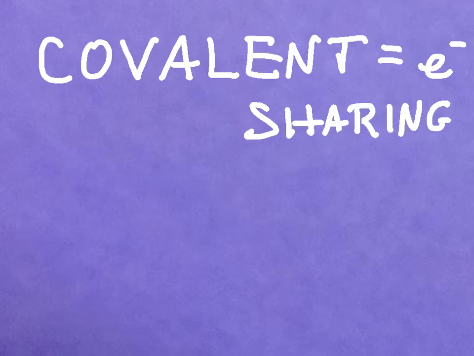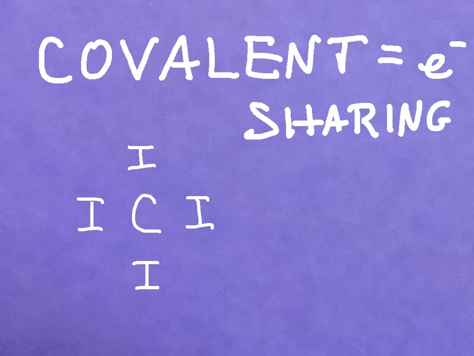When atoms bond to form a covalent bond, they share their valence electrons until everybody has a complete set. The molecule formed between 1 carbon and 4 iodines is a good example of covalent bonding. Carbon has 4 valence electrons. Each iodine has 7 valence electrons. By sharing, they provide carbon with an octet of 8 electrons, and each iodine has 8 electrons as well.